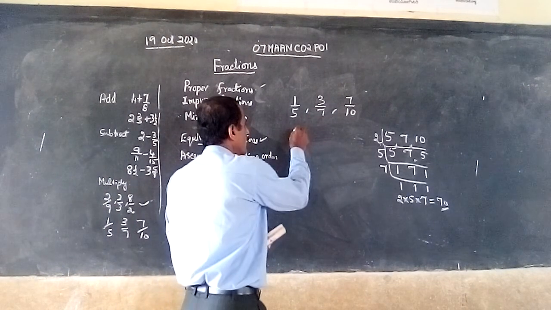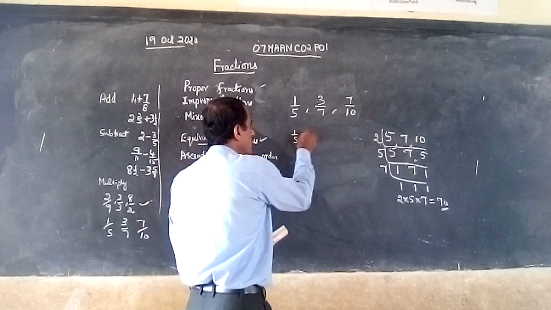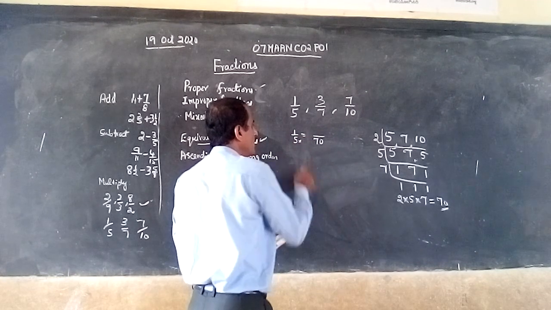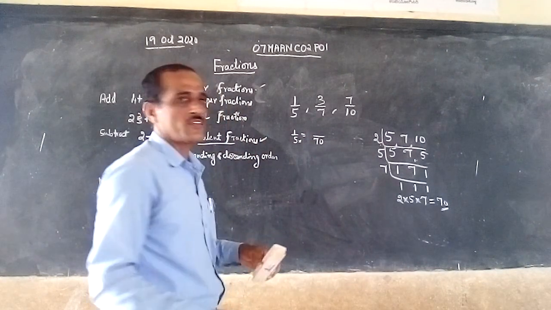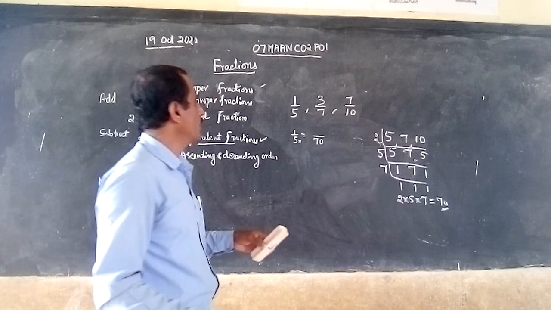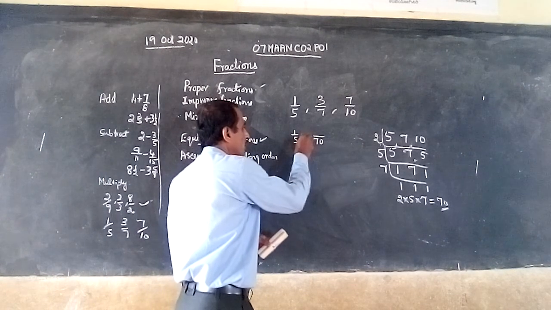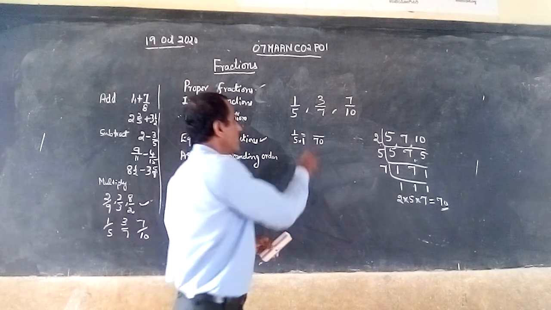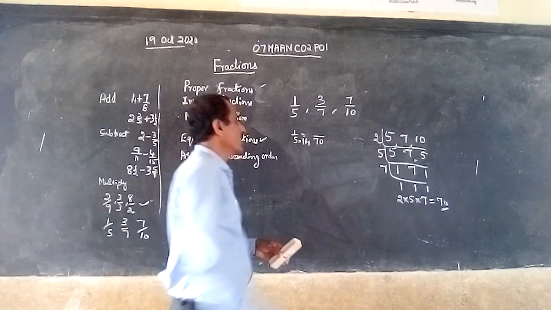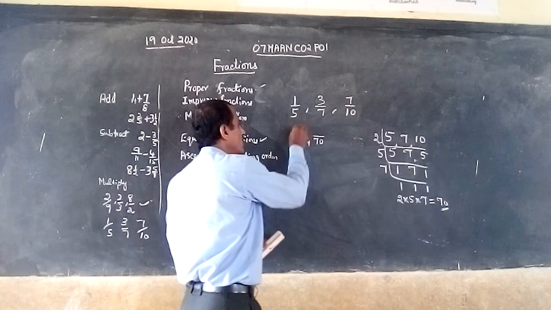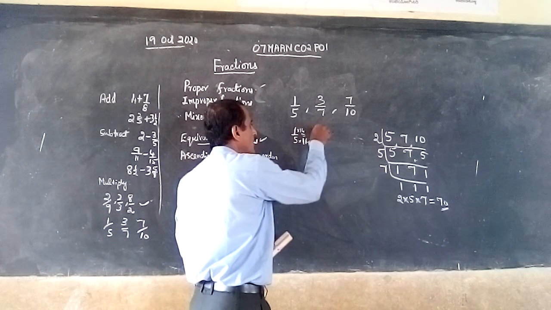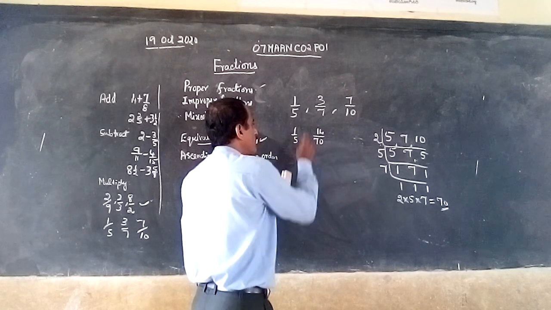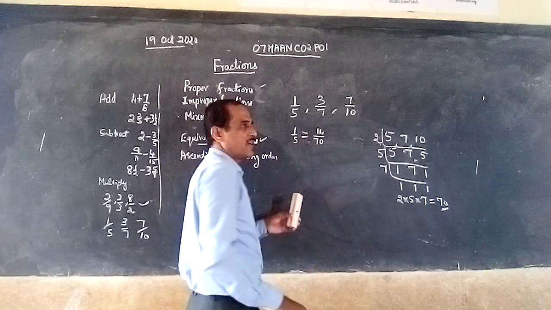So 70. So 1 by 5 is equal to how much by 70? How to get a 5? 5 times how much is 70? So how much do you have to multiply? Tell me. 5 fourteens are 70. Therefore 1 into 14. Here also you have to multiply by 14. So the equivalent fraction of 1 by 5 is 14 by 70.